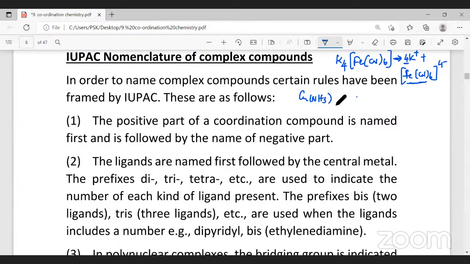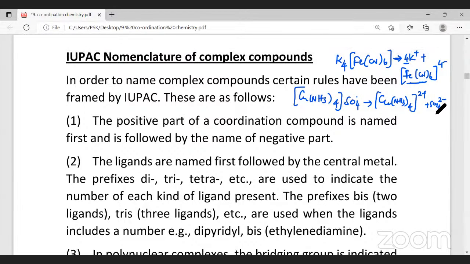Likewise, if you take this example, Cu(NH3)4 SO4, this will dissociate in water to form [Cu(NH3)4]2+ and SO4 2 minus. How many ions are formed? 2 ions. That's good.